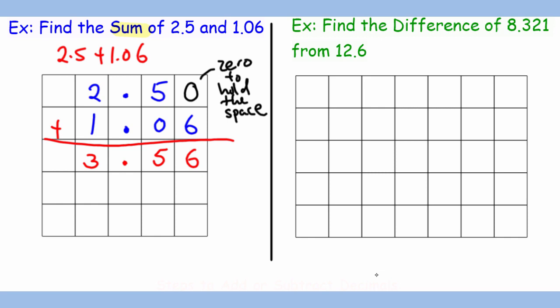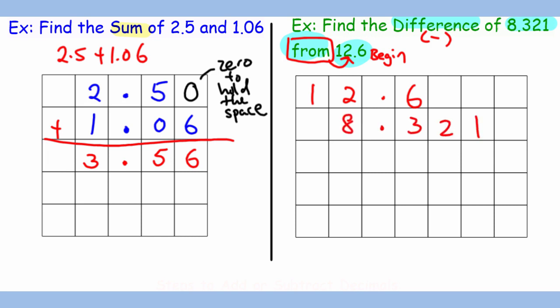In the next example, we're asked to find the difference of 8.321 from 12.6. It is very important to understand the word from, meaning this is the beginning number. So to translate this, we have 12.6, and difference means subtract.